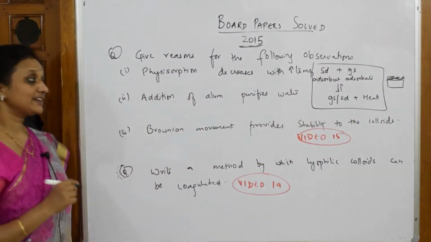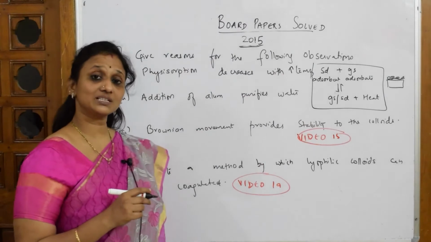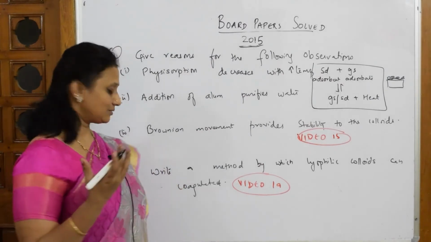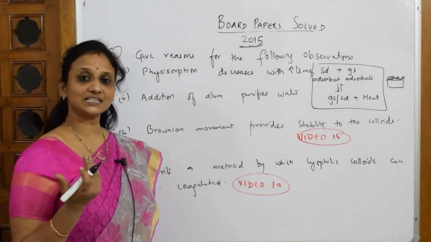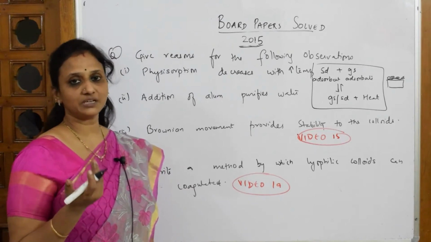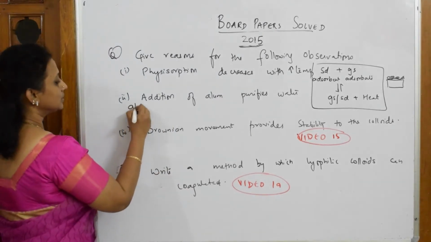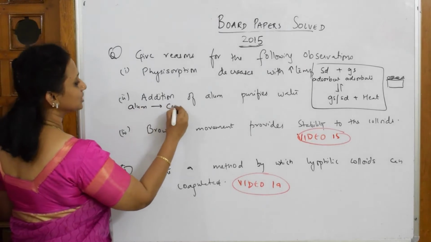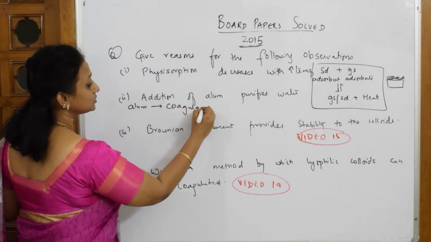Now, adsorption of alum purifies water. So what is alum? Alum is basically a form of clay, isn't it? What is it doing in water? It's used for purifying water. So alum acts as a coagulant.